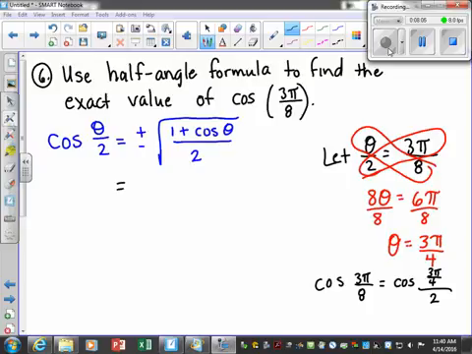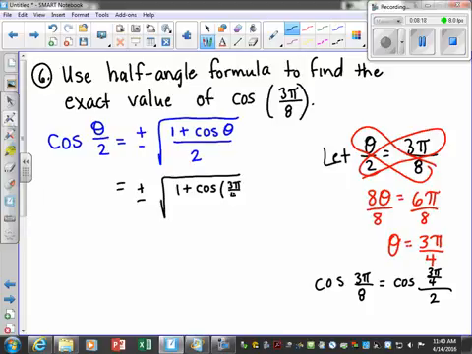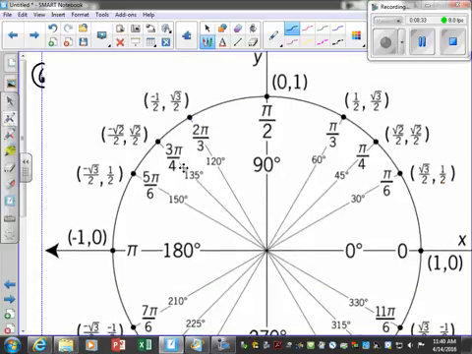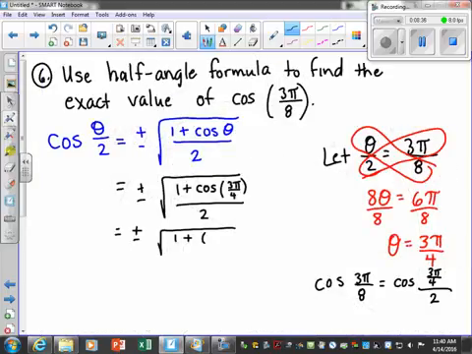Alright, so plus or minus, let's do 1 plus, what is the cosine of theta? And theta is going to be 3 pi over 4, divided by 2. What is the cosine of 3 pi over 4? Let me pull that back up real quick. 3 pi over 4 right here, what's the cosine value? Good. So let's write that down. This is going to be negative square root of 2 over 2.